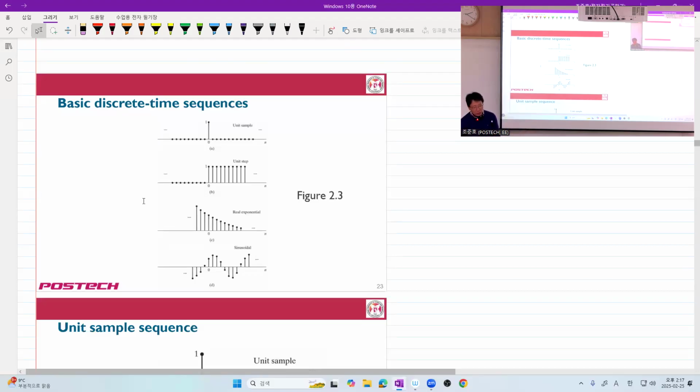So enjoy homework 3. Okay, here goes some basic discrete time signals, or you may say sequences, mathematically speaking. So this is called the unit sample or discrete time delta function.